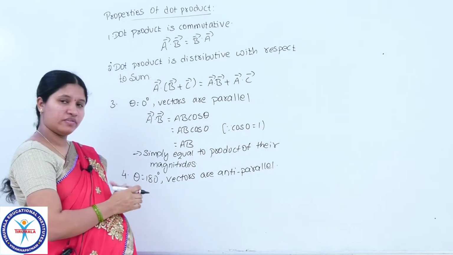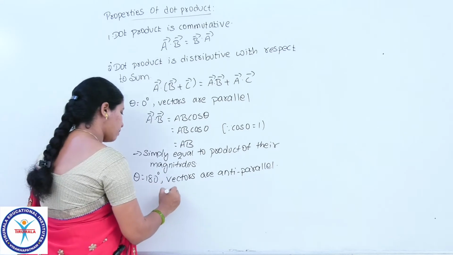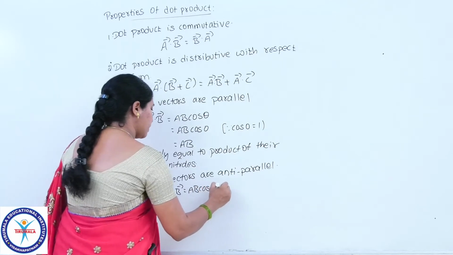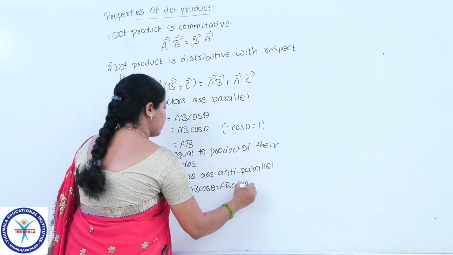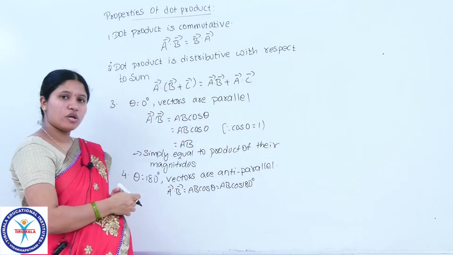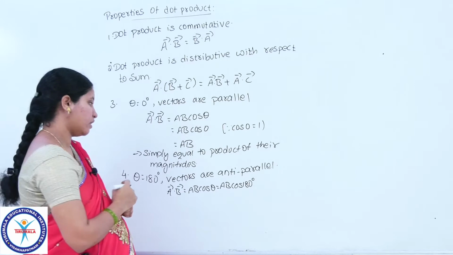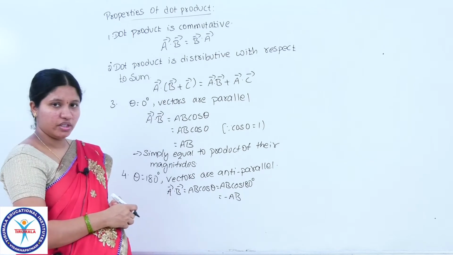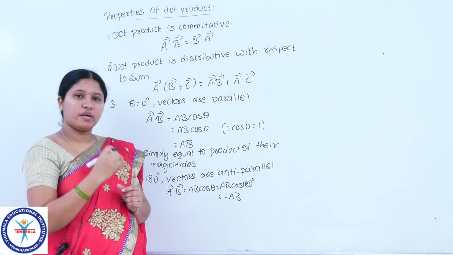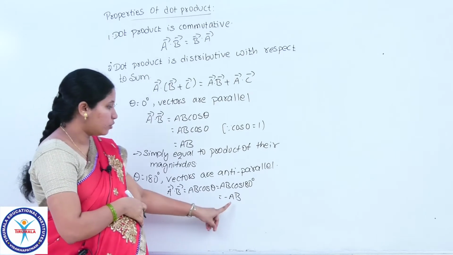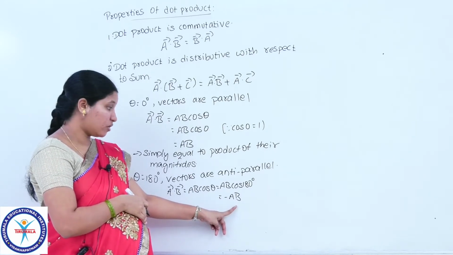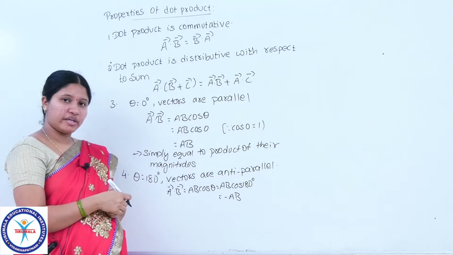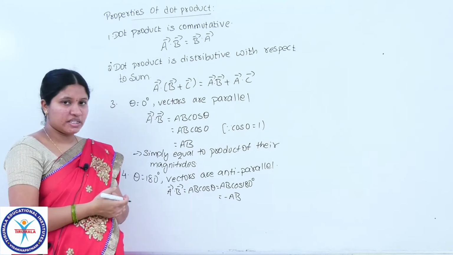Now substitute the value of theta in a bar dot b bar formula. So a bar dot b bar equal to ab cos theta, that equal to ab into cos 180 degrees. So cos 180 degrees value is -1. So we get minus ab. So when the angle between two vectors is 180 degrees, the product is simply equal to product of magnitudes of the vectors along with the negative sign. So these are the properties of dot product, and we shall discuss some other properties of dot product.